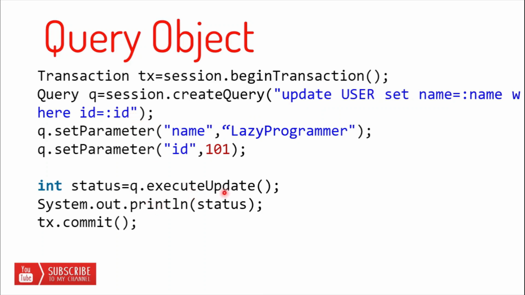Once it has executed, as it's an update query, it will return the number of rows affected. So we are storing that in an integer variable, status. And once all these steps are complete, we need to mark the transaction as commit as well. So using the transaction object, dot commit, we will be able to commit all these changes which are done after the begin transaction to the database.